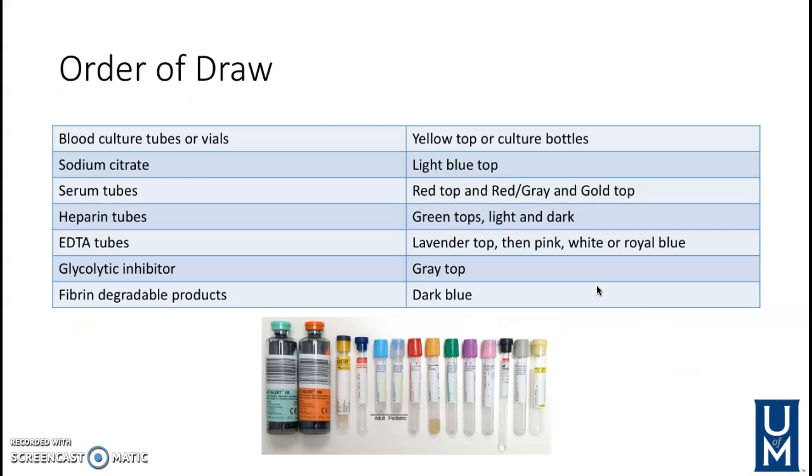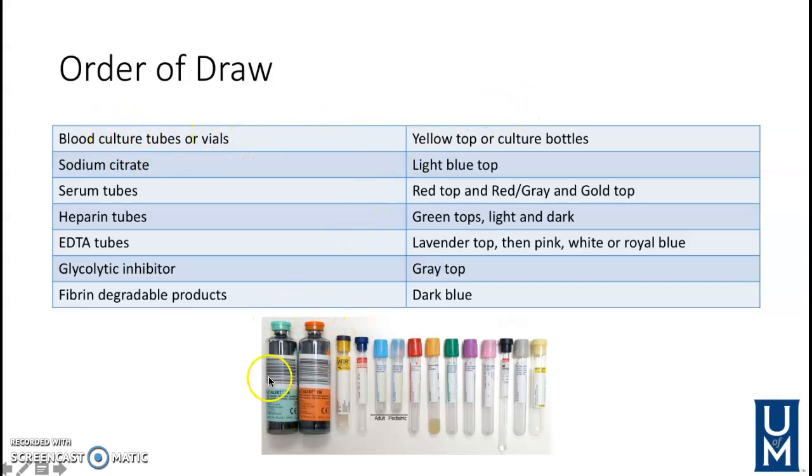Here is what I really need you guys to focus on, the order of the draw. So it is important that we draw these labs in a specific order based on the color of the vacuum tube and what they're being used for. So the very first thing we always grab, if we are grabbing these from a patient, is a blood culture. A blood culture tells us if there's any bacteria in the bloodstream. So we do this first before it can become contaminated. So we start with a blood culture.